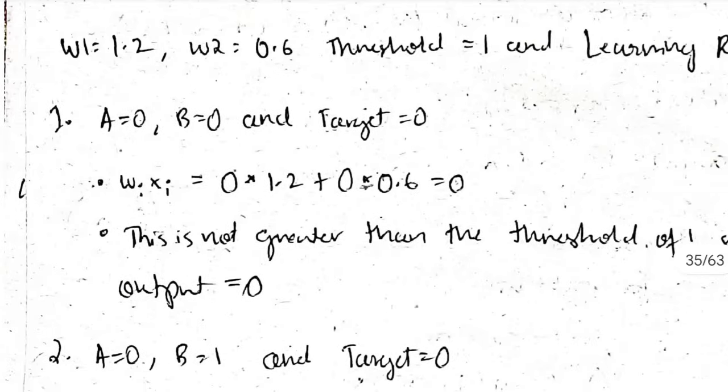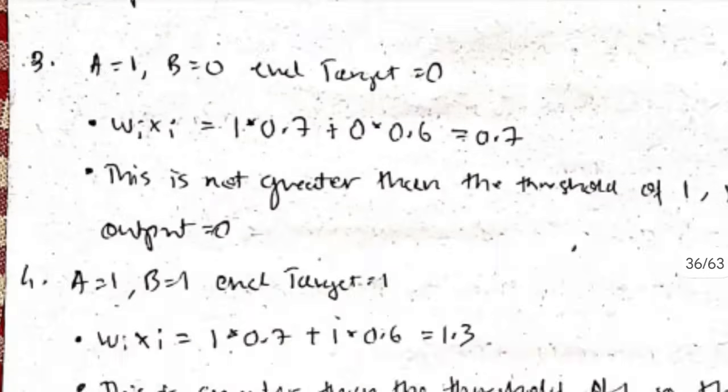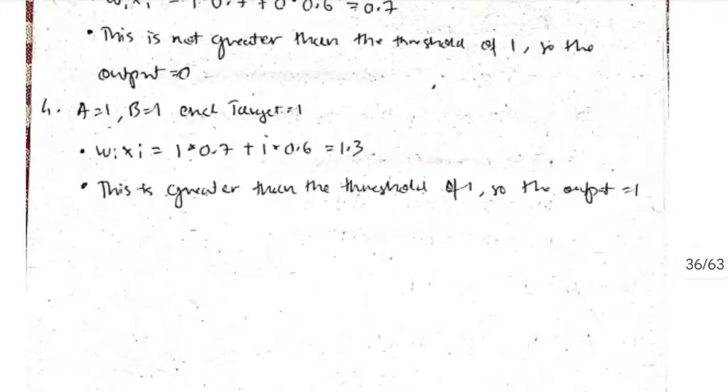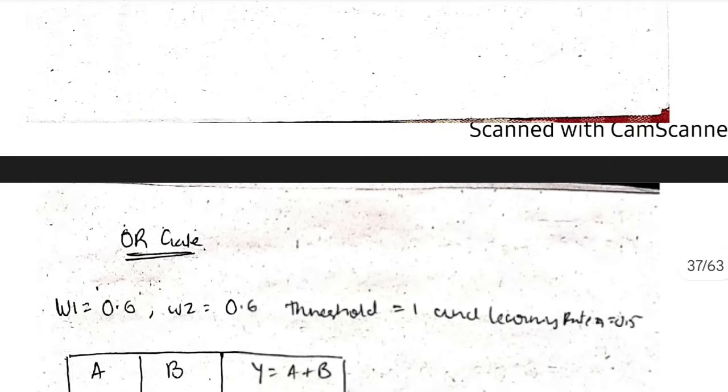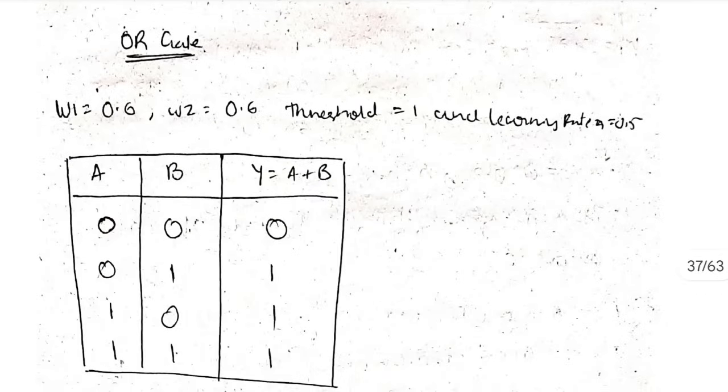0.7 and 0.6 is for the OR function. Okay, so that's all. You can go through this one for more information. The final values you get, that's your final answer. Okay, and this was for the AND operator.